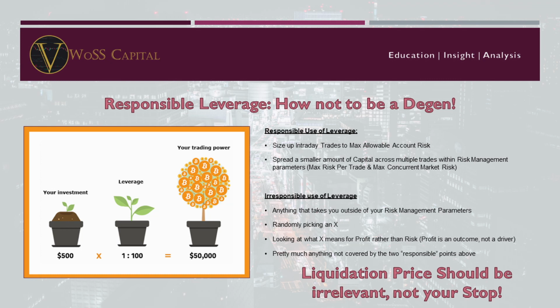do. So what I'm talking about in terms of randomly picking an X is not having your account filtered at all, just using your full account and going into a trade, and I'm going at 50x and my liquidation price is there and I'll be fine, and if it hits liquidation I'll lose my whole account. That's what I mean when I talk about the irresponsible uses.